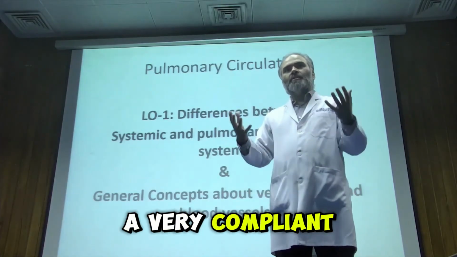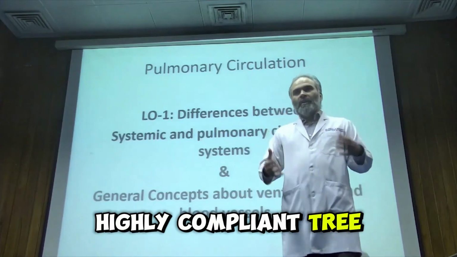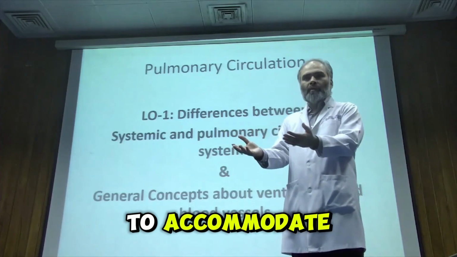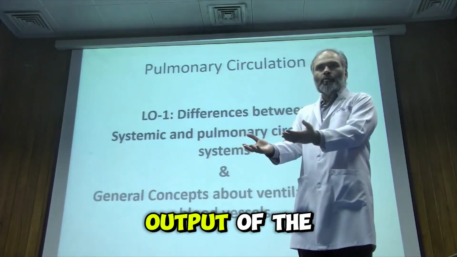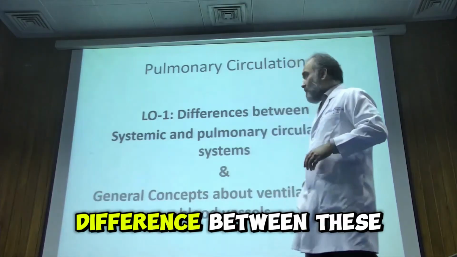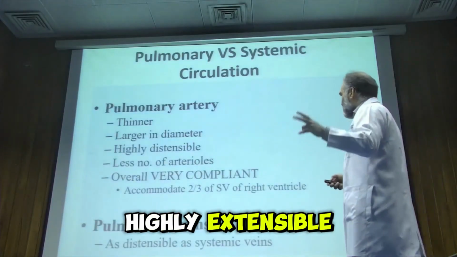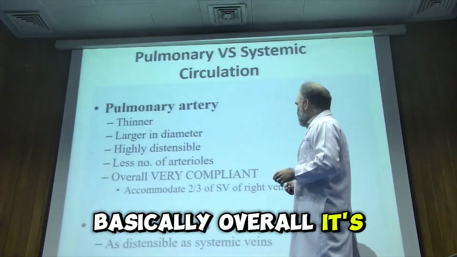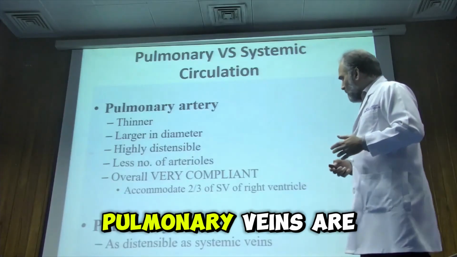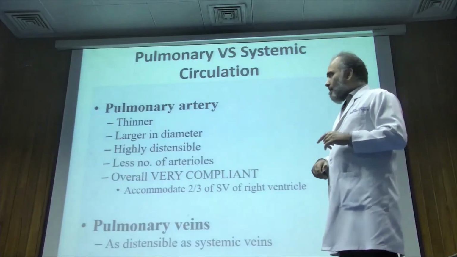It's a very compliant tree. The pulmonary vasculature is a very highly compliant tree. It distends a lot per unit pressure because it needs to accommodate the entire cardiac output of the right side. So that is one peculiarity, one difference between these two. The pulmonary artery is thinner, larger in diameter and highly distensible. Overall, it's very compliant because it needs to accommodate a lot of blood all the time. Pulmonary veins are nearly the same as systemic veins. This is difference number one. These are pressures.